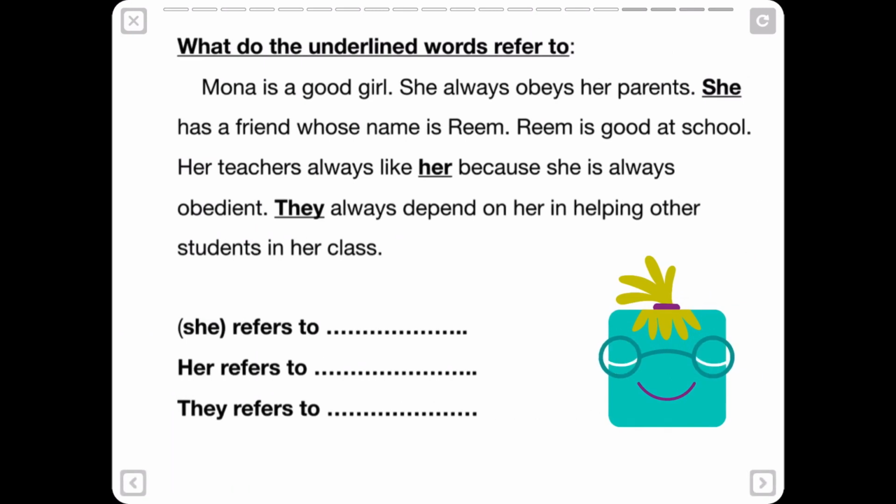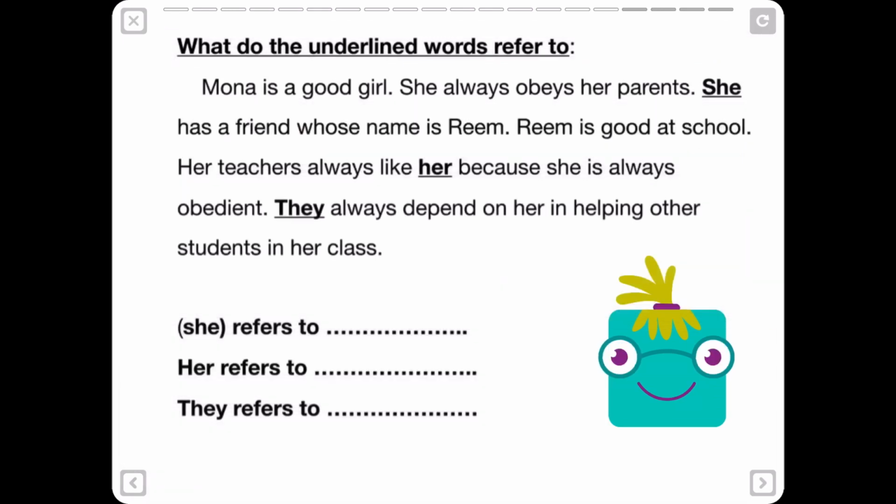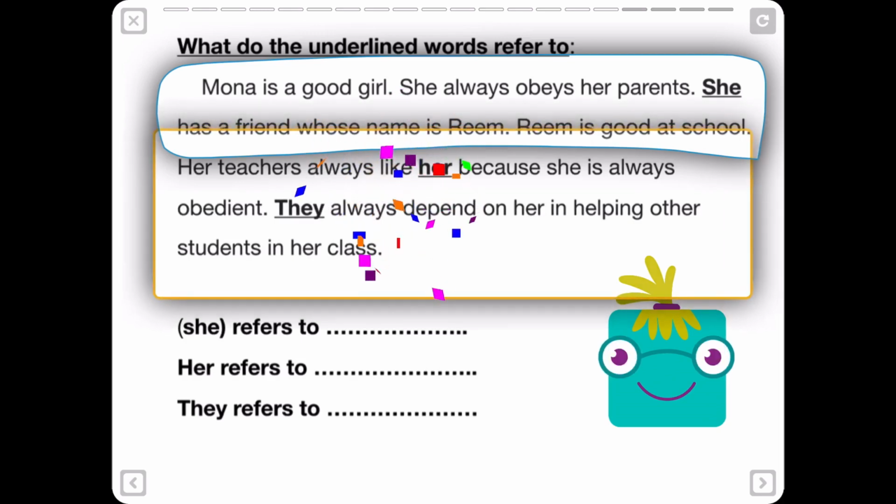Here is an example. We want you to read the passage and after that find out what the pronouns refer to. Mona is a good girl. She always obeys her parents. She has a friend whose name is Reem. Reem is good at school. Her teachers always like her because she is always obedient. They always depend on her in helping other students in her class.